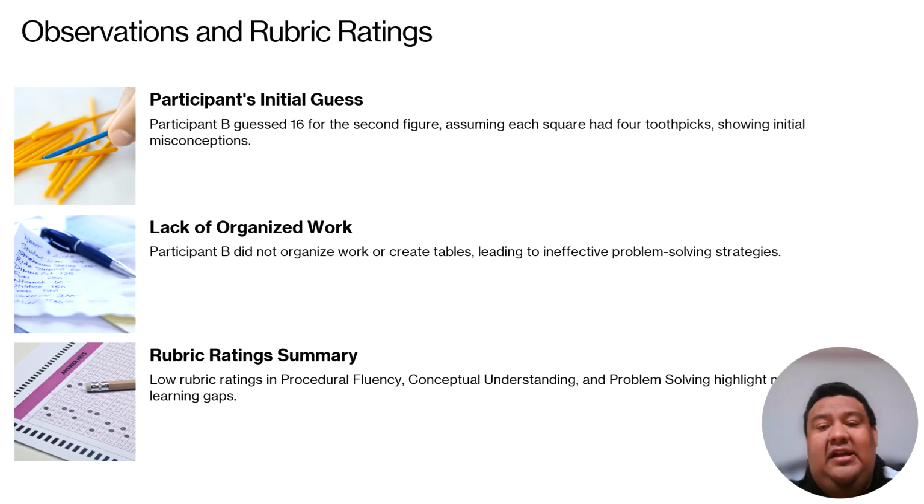The rubric ratings I felt were for procedural fluency a score of 1, conceptual understanding a 1, and problem solving a 1, indicating major gaps in understanding and ineffective strategies.